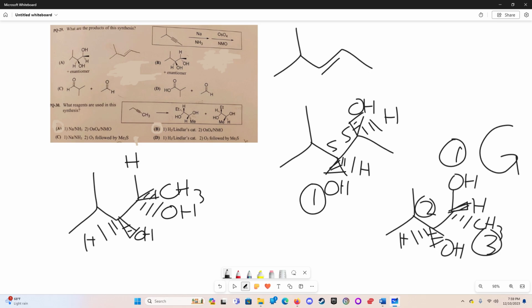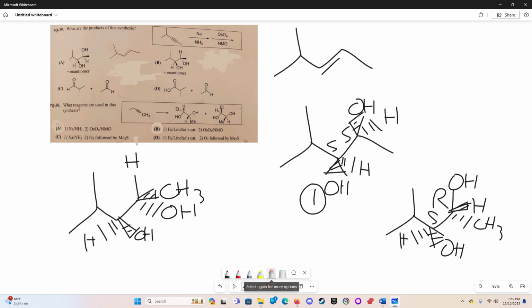So that causes a big issue. So this is going to be R. So we know this is SR. That doesn't match what our answer should be. So we can eliminate B.